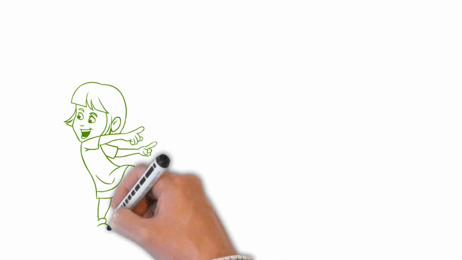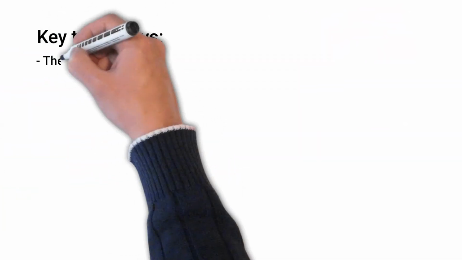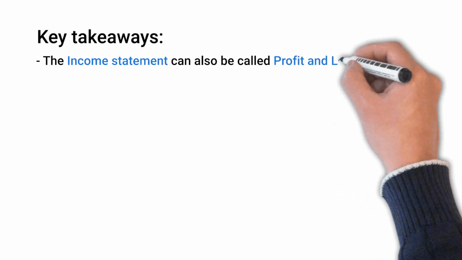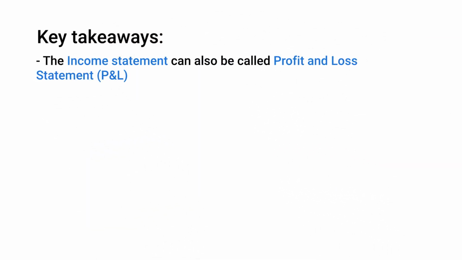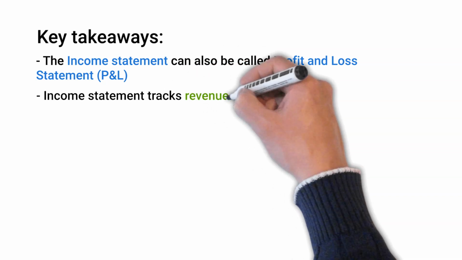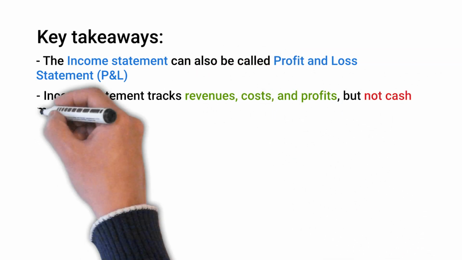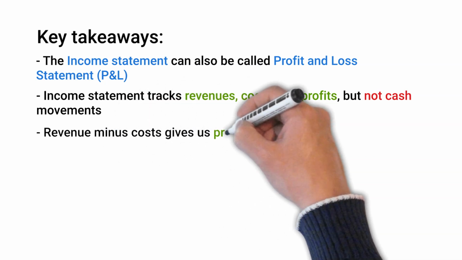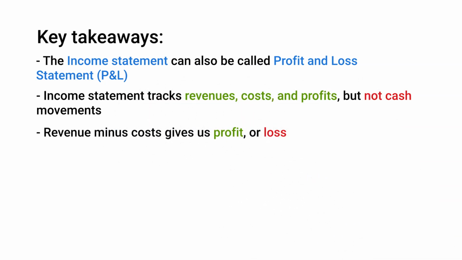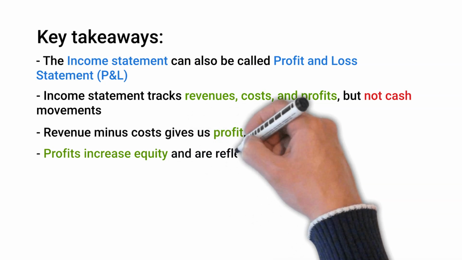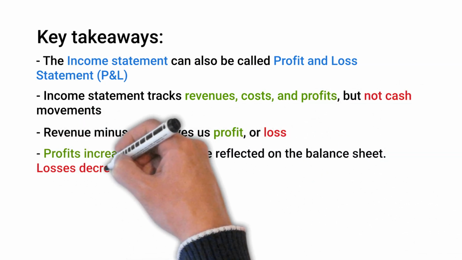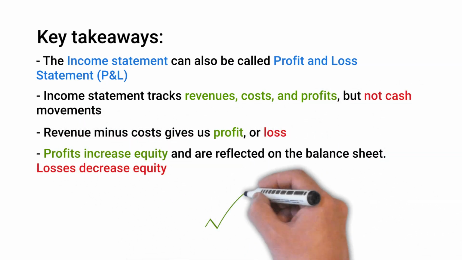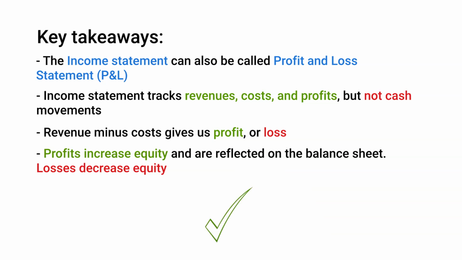So let's summarize what we've learned today. The income statement can also be called profit and loss statement, or P&L in short. Income statement tracks revenues, costs and profits, but no cash movements. Revenue minus costs gives us profit or loss. Profits increase equity and are reflected on the balance sheet. Losses decrease equity. In our next lessons, we'll explore different types of revenue and direct costs.